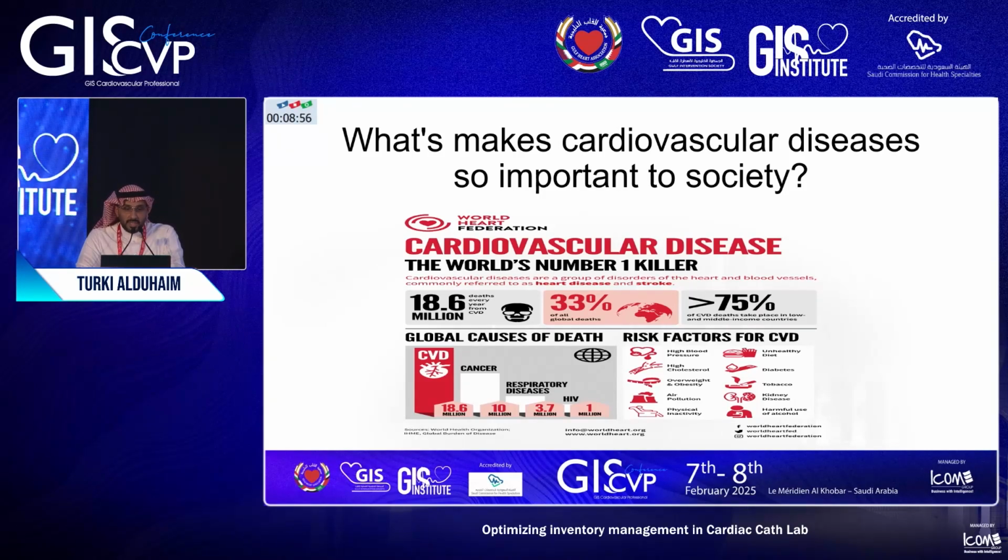cardiovascular disease is considered to be the number one killer in the world. It's 18.6 million deaths every year, and 33% of all global deaths. So it is number one, and it's way ahead of cancer and respiratory disease.